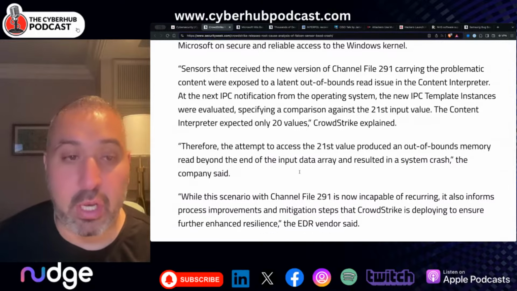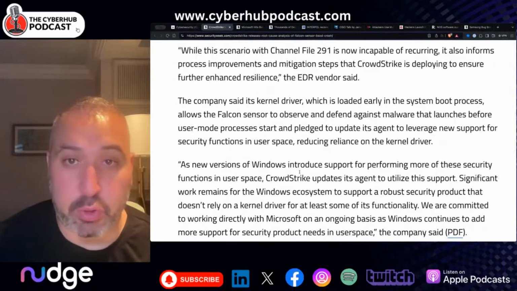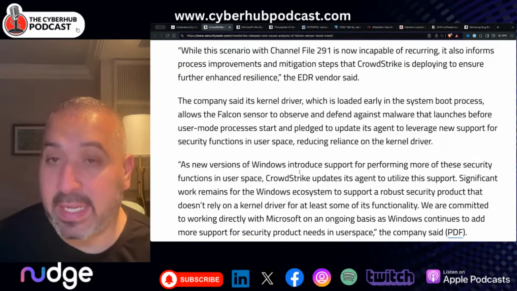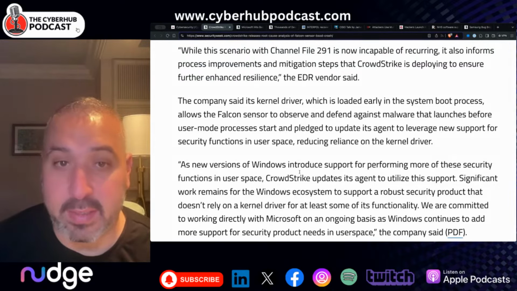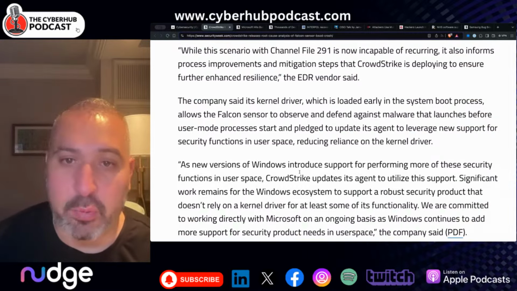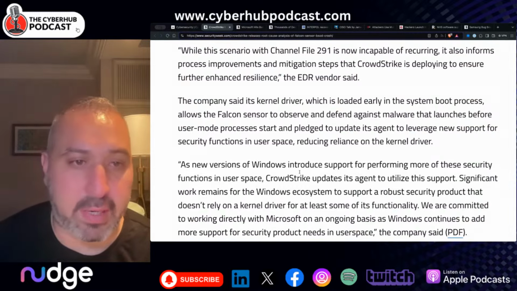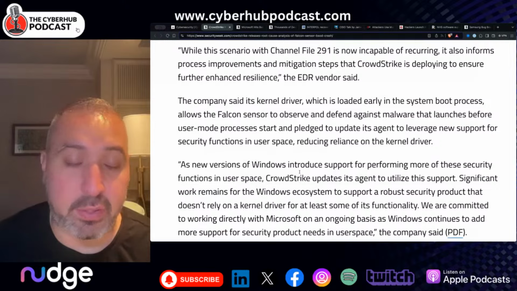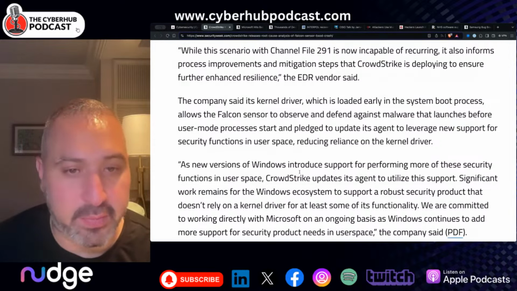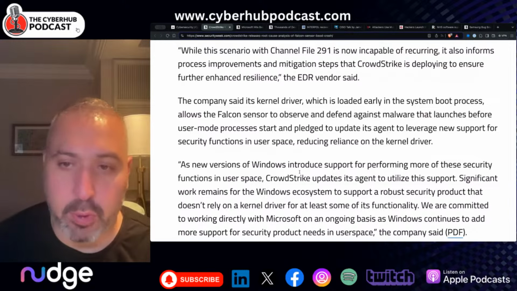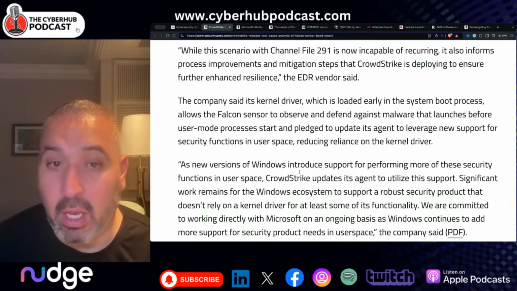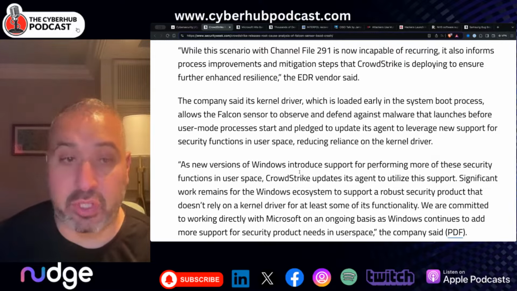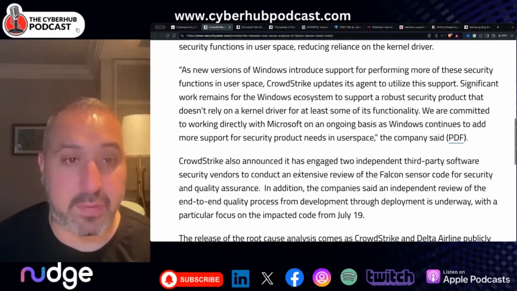which resulted in the system crashing altogether. The company said its kernel driver, which is loaded early in the system boot process, allows the Falcon sensors to observe and defend against malware that launches before user mode processes start, and pledged to update its agent to leverage new support for security functions in the user space, reducing reliance on the kernel driver. As new versions of Windows introduce support for performing more of these security functions in user space, CrowdStrike will update its agent to utilize this support. Significant work remains for the Windows ecosystem to support a robust security product that doesn't rely on the kernel driver for at least some of its functionality, and they're committed to working with Microsoft to do just that.